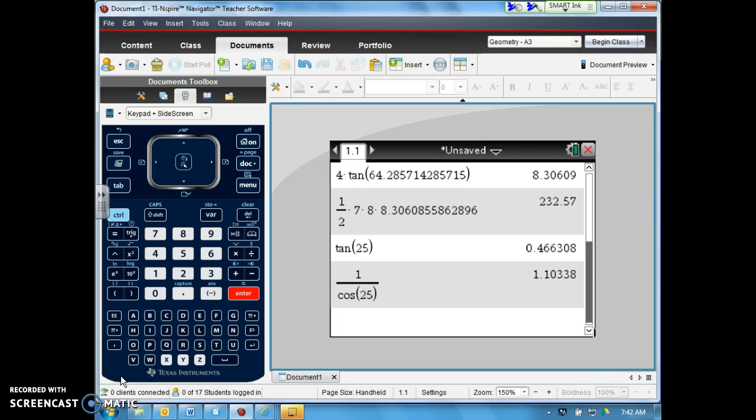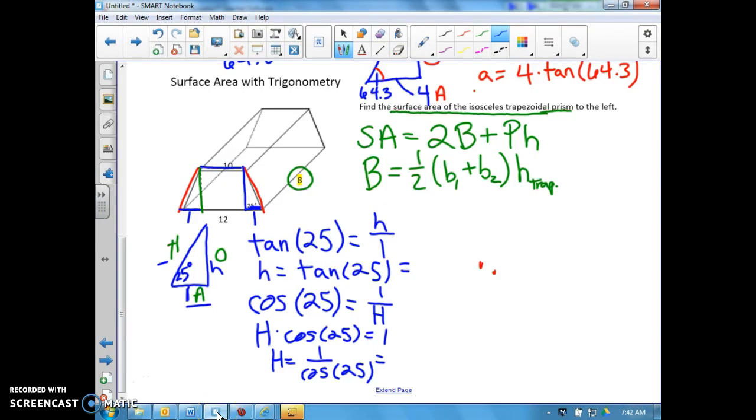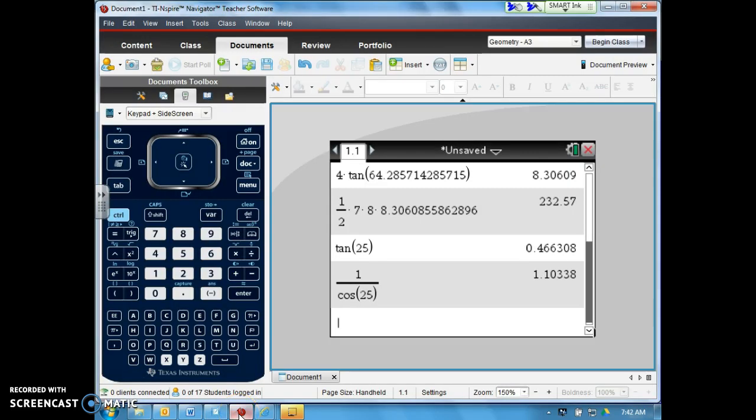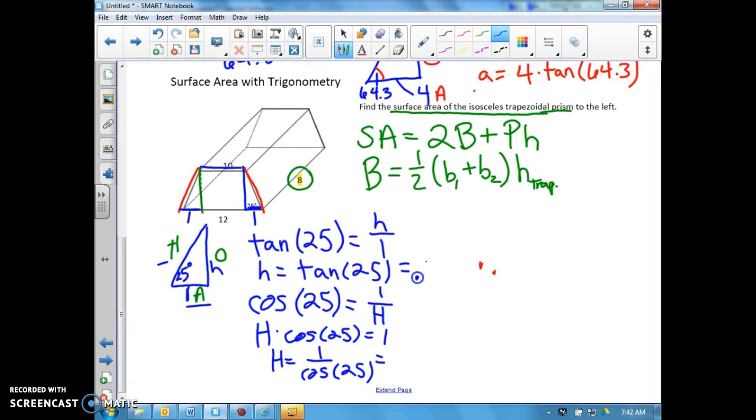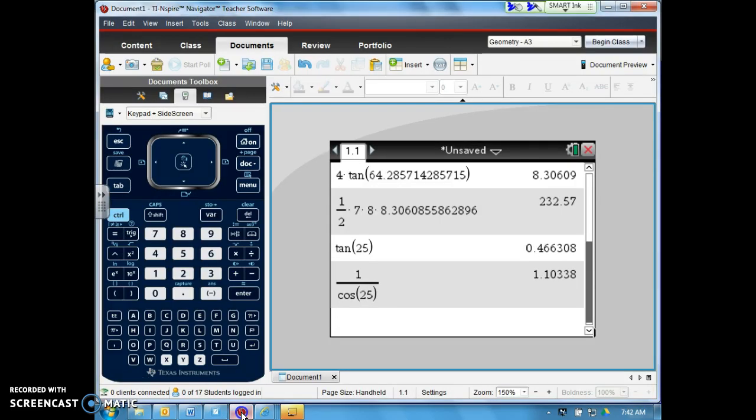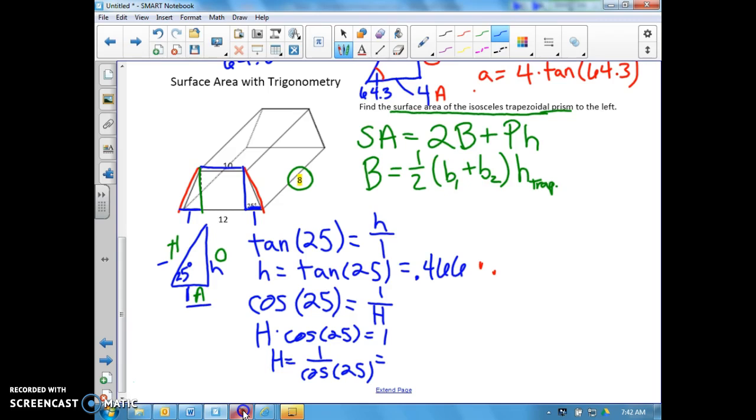So let's go back to our work here. I'm not going to plug them in right now because I'm just going to use the values in the calculator when I work out my answer later. Or no, I changed my mind. 0.466. And my cosine is 1.103.